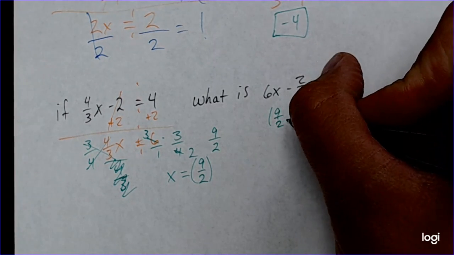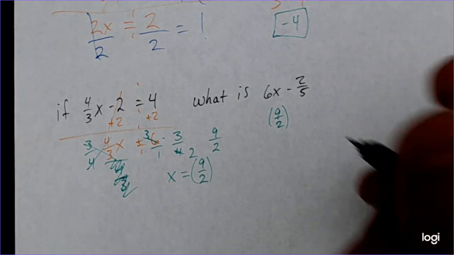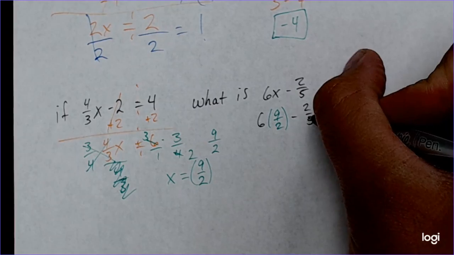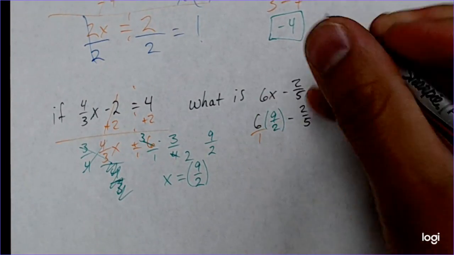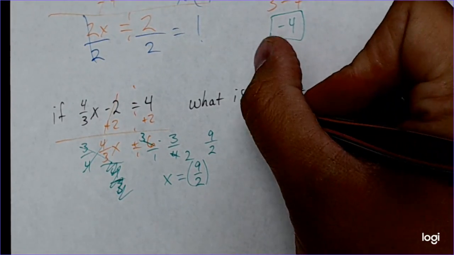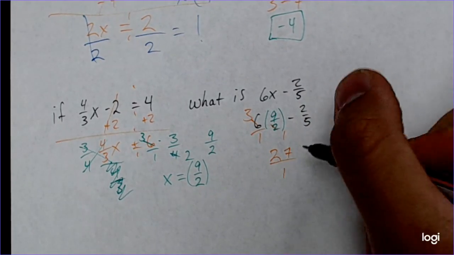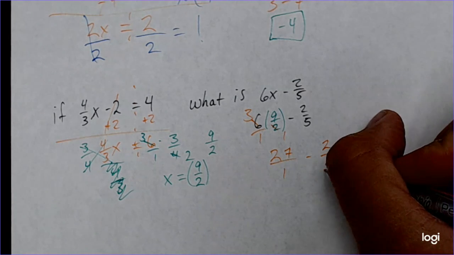Got 9 halves, and then I'll copy down the rest. Where did my black pen go? There it is. So I've got 6 times 9 halves minus 2 fifths. Great. All I have to do is just multiply the fraction by the whole number again, place the whole number over 1, cross cancel if possible. 2 goes into 2 one time, 2 goes into 6 3 times. Now I have 3 times 9. 3 times 9 is 27 over 1. Now I have to do 27 over 1 minus 2 fifths.